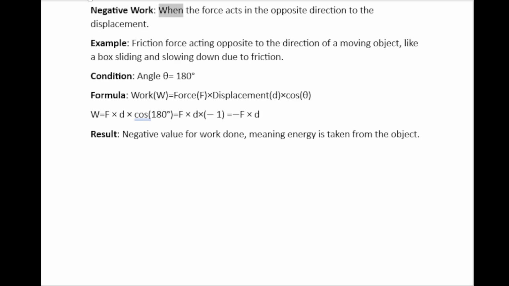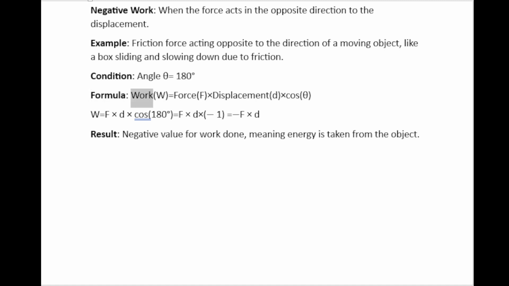Negative work: when the force acts in the opposite direction to the displacement. Example: friction force acting opposite to the direction of a moving object, like a box sliding and slowing down due to friction. Condition: angle theta is equal to 180 degrees.